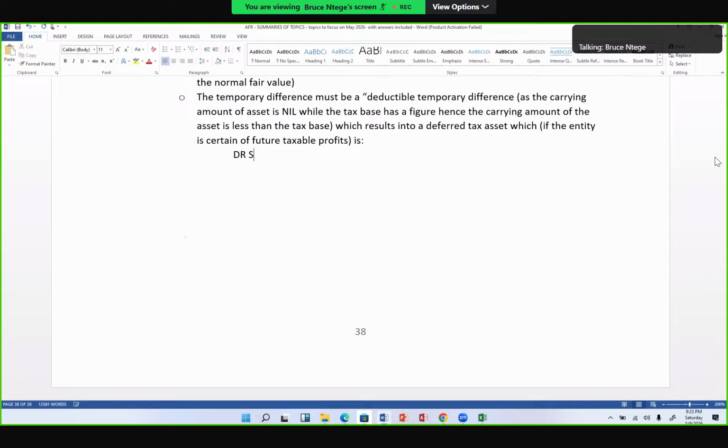Crediting the P&L. Remember, in the P&L, you're looking for a line called income tax expense. You're crediting income tax expense with this figure that you've computed as the deferred tax asset. Okay, so that's how you go about it.